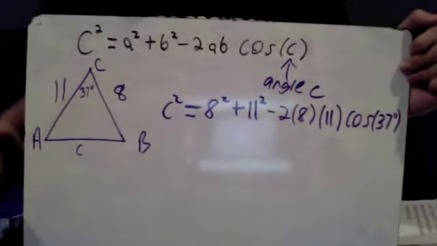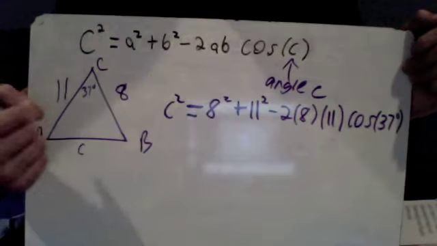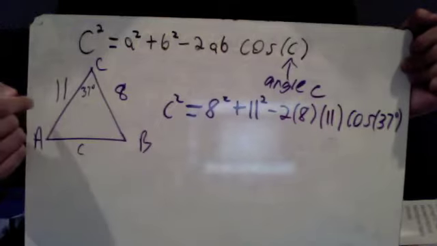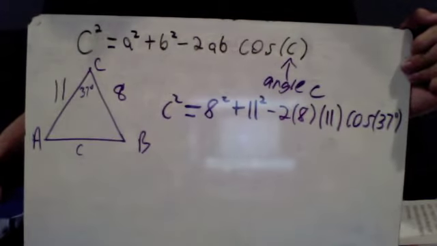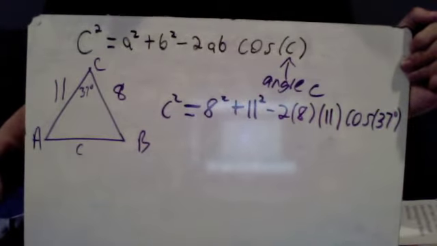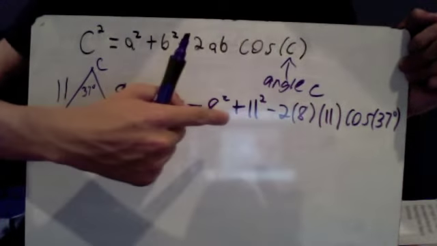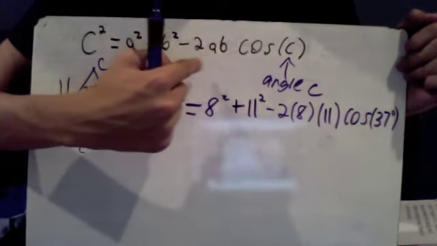Next you're going to do the same for b. You can see that b is across from the 11. So you plug 11 in for b, and that's what you get. Then you do the same for the a and the b again in the equation.